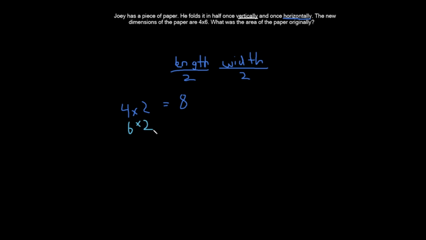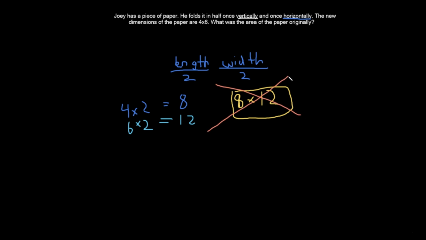So we might get all excited and say, oh yeah, I have the answer now because we have the original dimensions. But we have to read the question. Because if you said 8 by 12 is the answer, you'd be wrong. This is actually not the answer. So, let's read the question again. It said, what was the area of the paper originally? Not the dimensions, the area.